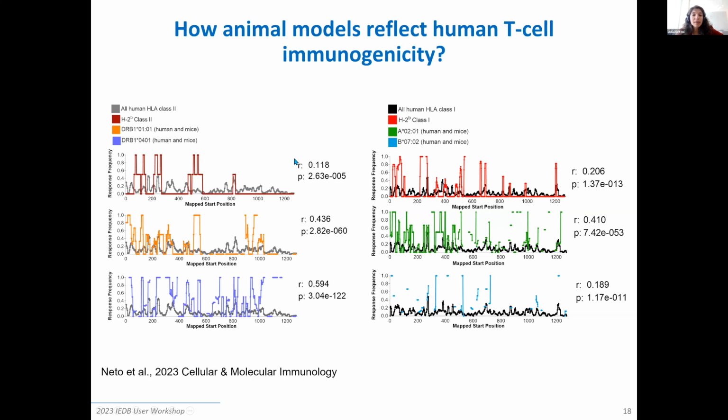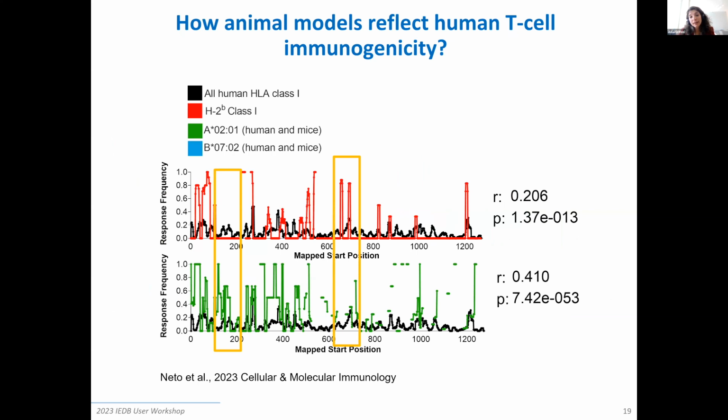And so what you can see, and on the right side, you have class 1. And so I'm going to essentially describe you a similar story. If you perform a correlation between the human data and the mice data, there is a significant correlation, but the correlation is very poor. The correlation can be improved if you start using transgenic mice, and so focusing on specific HLA, and it goes up to 0.59, at least in the context of DR1, and 0.4 in the context of A2 for class 1.